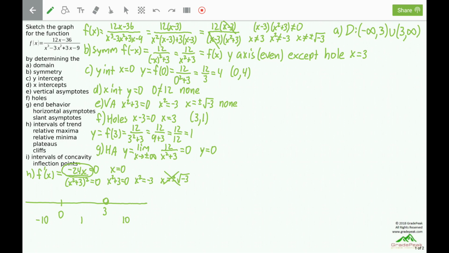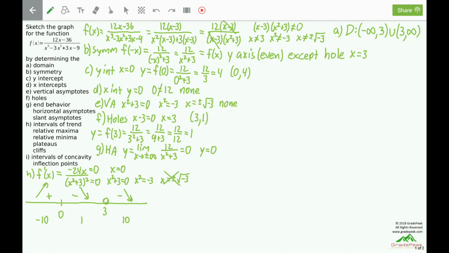Plugging in the test value of negative 10, negative 24 times negative 10, negative times negative is a positive. We have a positive first derivative. This corresponds to an increasing trend. Plugging the test value of 1 into the portion of the first derivative that matters, negative 24 times positive 1, negative times positive is negative. We have a negative first derivative, which corresponds to a decreasing trend. Plugging the test value of positive 10 into the portion of the first derivative that matters, negative 24 times positive 10, negative times positive is negative. We have a negative first derivative, which corresponds to a decreasing trend.